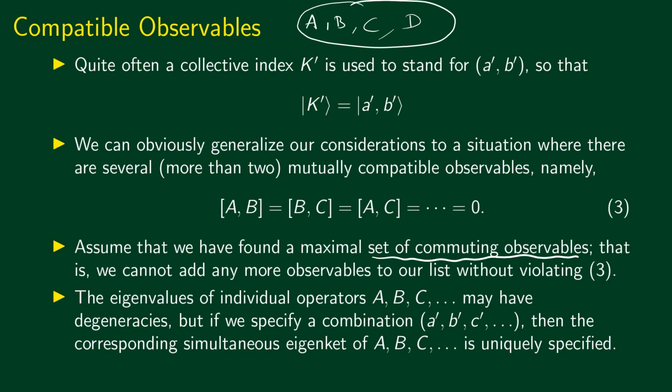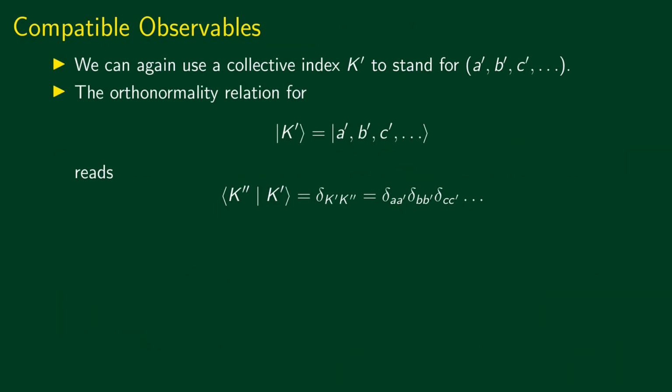That's all. Again, we can use a collective index k prime to stand for a prime, b prime, c prime, etc. And if you are looking for orthonormality relations, we can write the bracket of k double prime with k prime is equal to delta k double prime k prime. This means that we get 1 only if these kets are the same. Now these kets are the same if all these eigenvalues are the same. So we can write the orthonormality relation like this: bra k double prime ket k prime is equal to delta k prime k double prime.